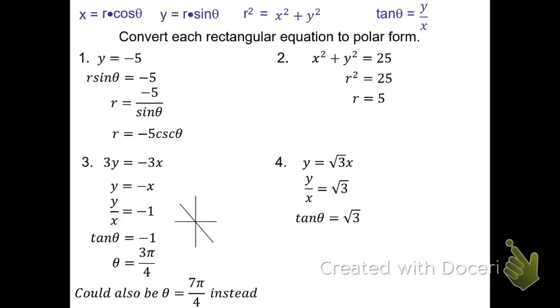Where's tangent going to be equal to √3? Well, it's going to be in quadrants 1 and 3, but y over x is a positive √3, which means it's more up than it is over. It's greater than 1. Where you're more up than you are over in quadrant 1 is going to be pi over 3, or 4 pi over 3 down in quadrant 3. On a polar graph, that would look like that.